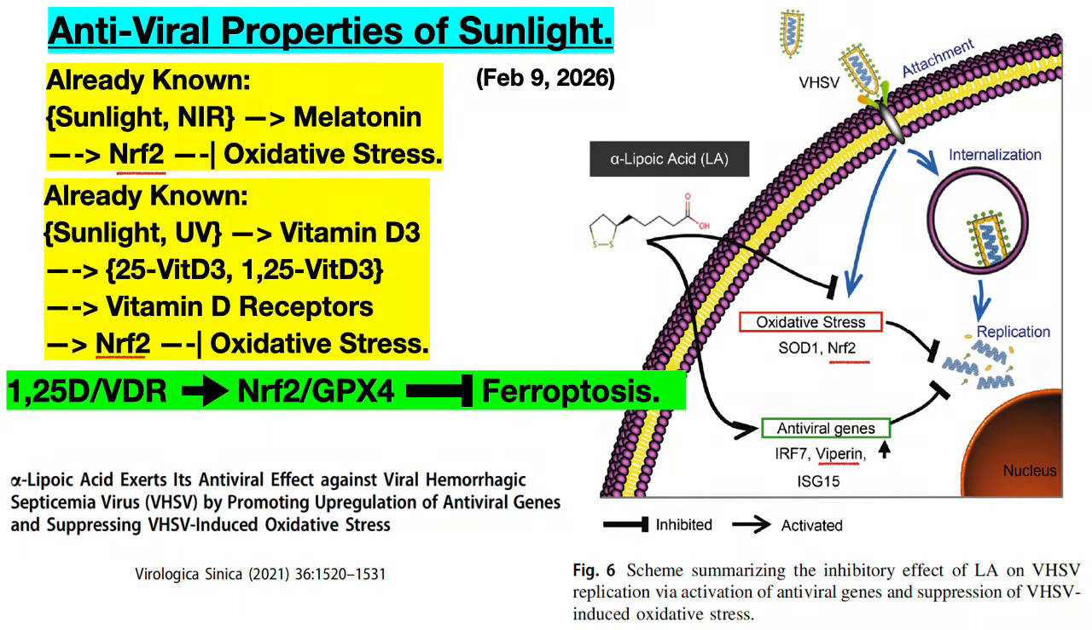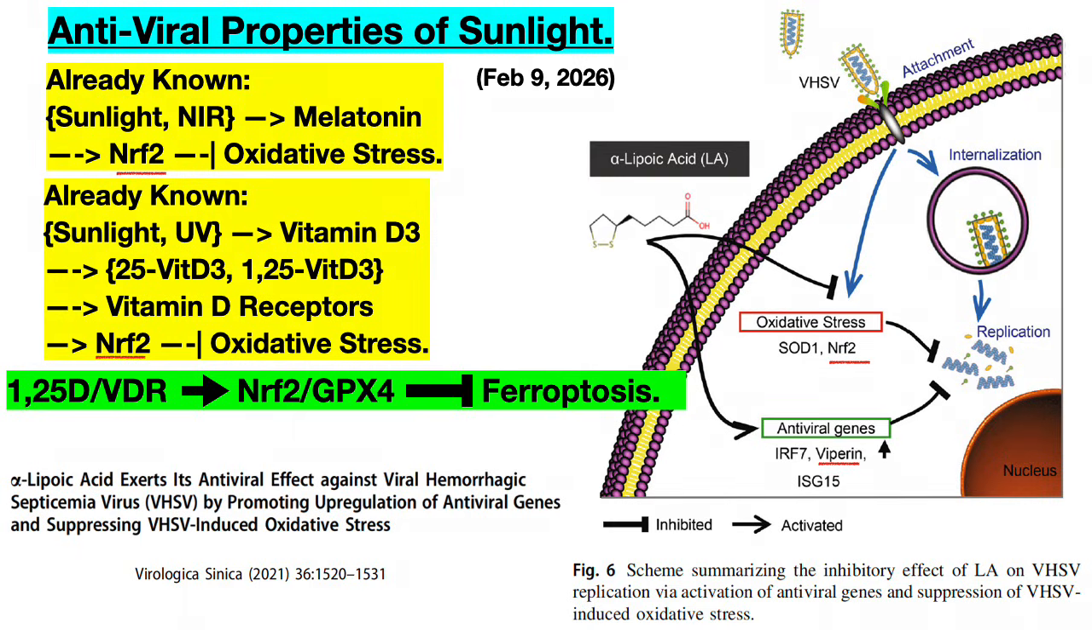Antiviral properties of sunlight. These are notes for February 9, 2026. In this YouTube, we will briefly discuss the use of a portion of the solar spectrum, red light and near-infrared light, for the treatment of viral infections, to prevent viral infections, to treat ongoing viral infections, and to treat people who are recovering from viral infections.